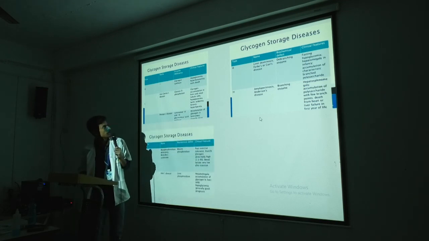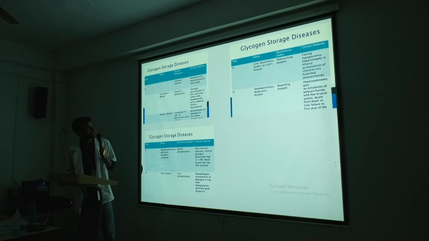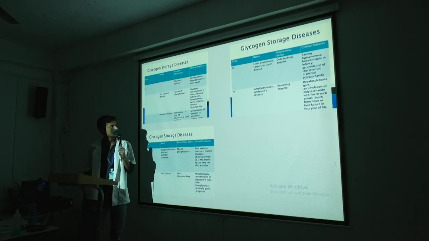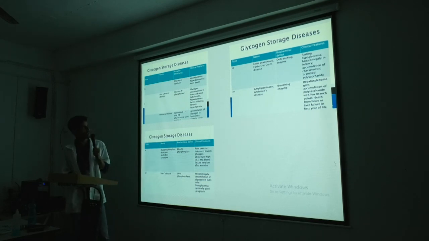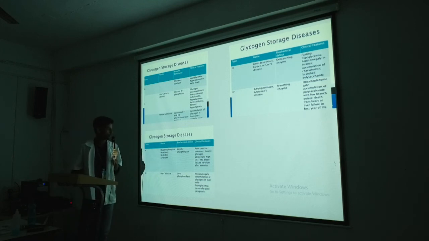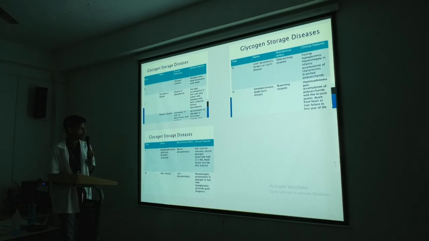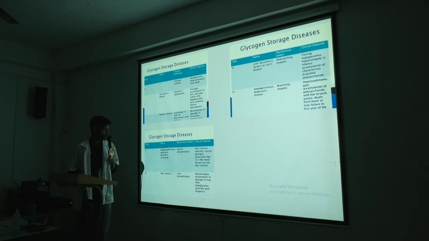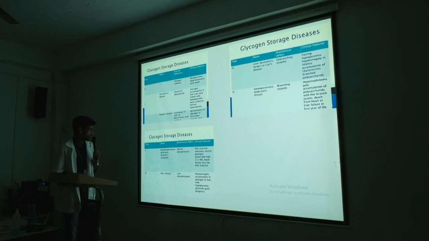Next, limit dextrinosis, Forbes or Cori's disease, debranching enzyme deficiency, clinical features fasting hypoglycemia, hepatomegaly in infancy, accumulation of characteristic branched polysaccharide. And McArdle syndrome, biochemical defect muscle phosphorylase, clinical features poor exercise tolerance, muscle glycogen abnormally high, blood lactate very low after exercise.